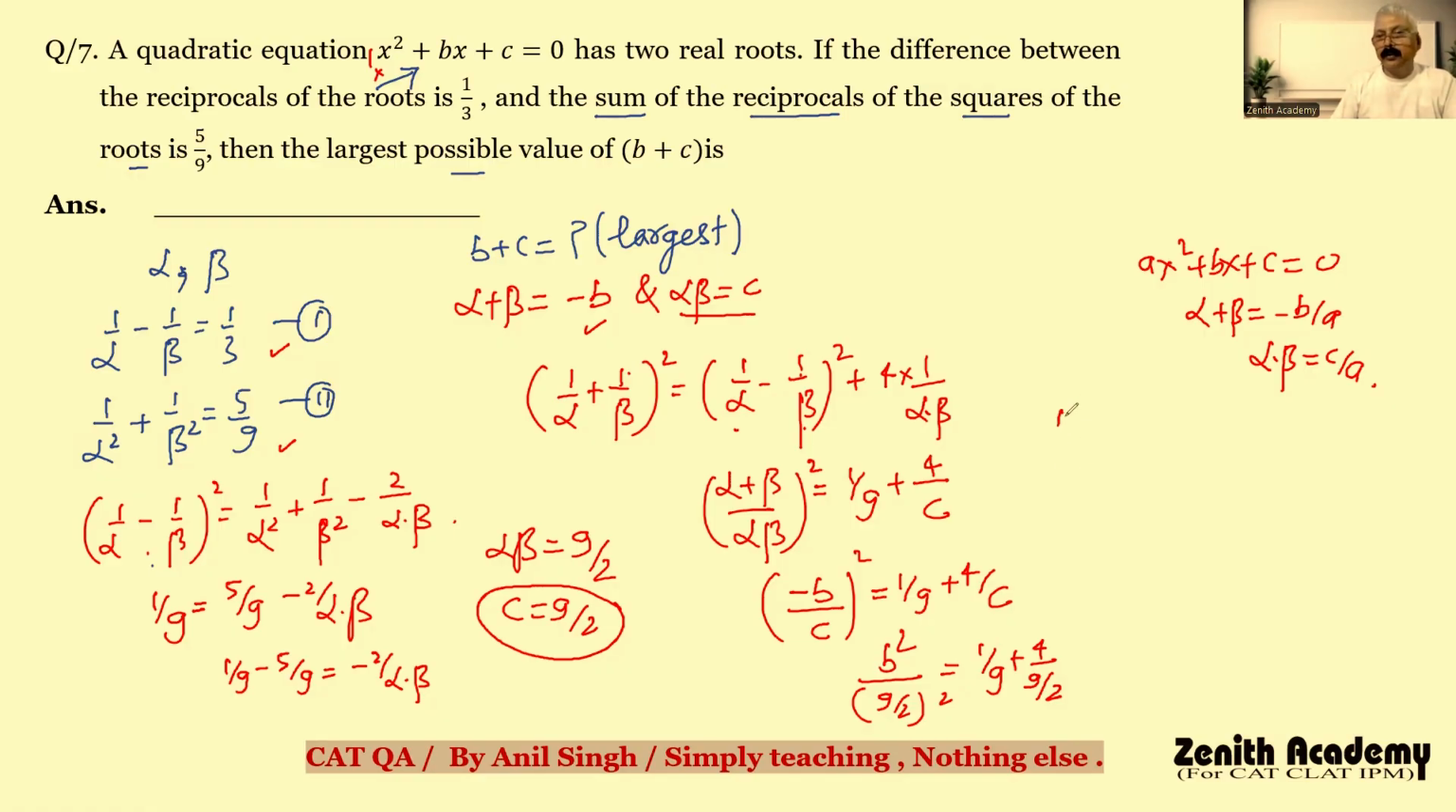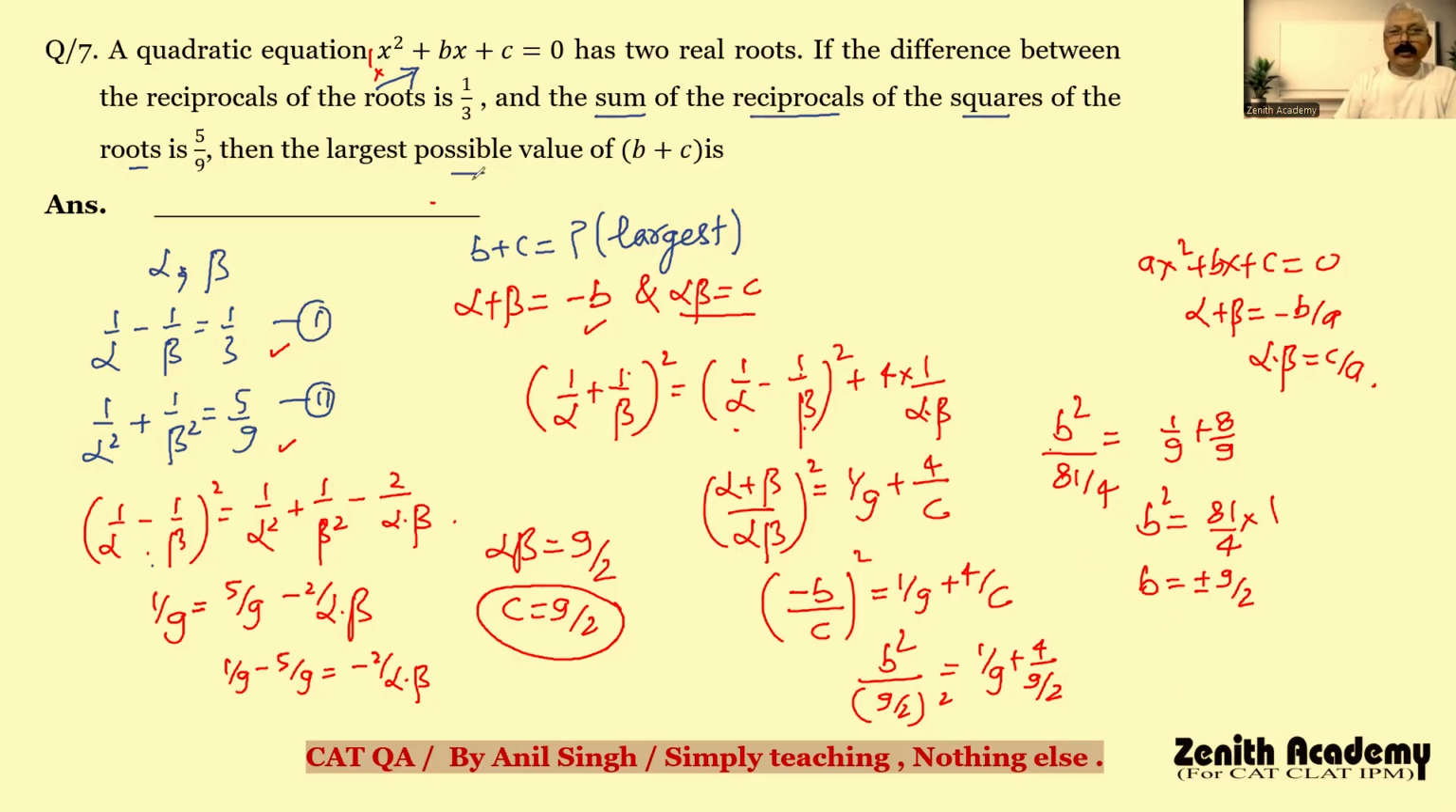This B square is 81 by 4, and here it is 1 upon 9 plus 8 by 9. So this 1 by 9 plus 8 by 9 is equal to 1. So B square is going to be 81 by 4 into 1. So B will be plus minus 9 by 2.